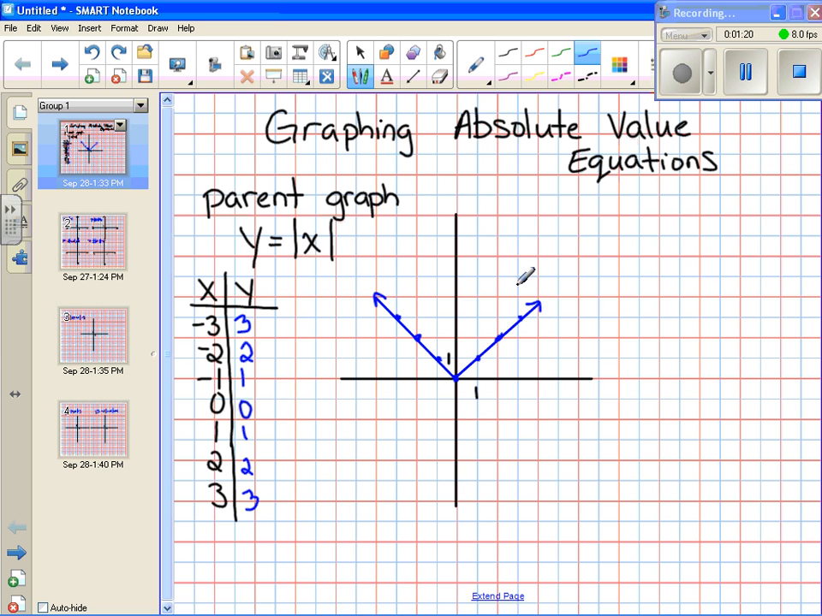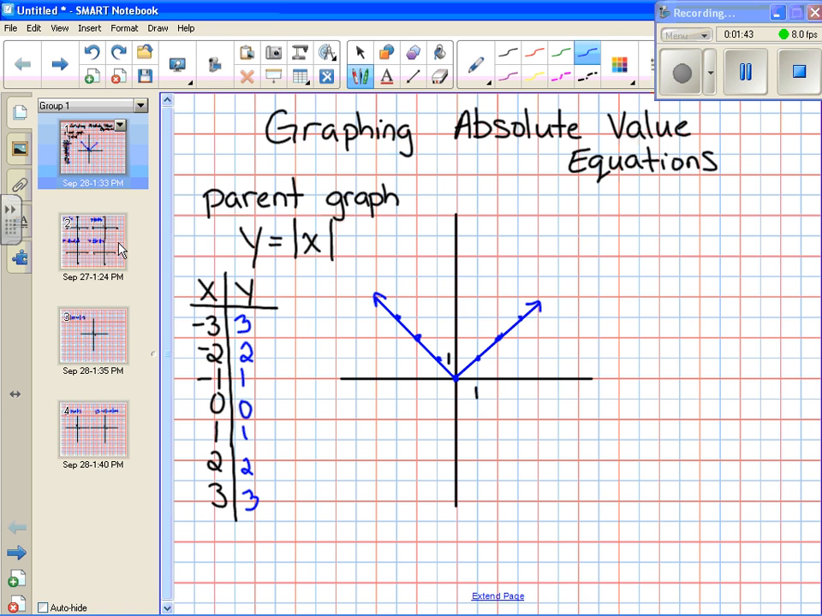So you should know at this point that if it's positive out in front of the absolute value, it's going to open up. If we have a negative in front of the absolute value, it's going to open down. And you also should know that when there's a number in front, that's going to affect the steepness of the V. So here was our parent graph.